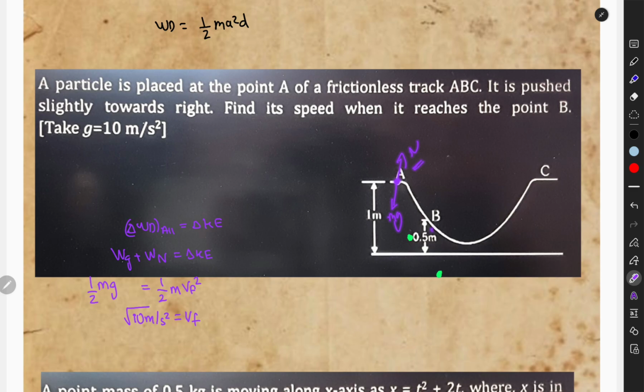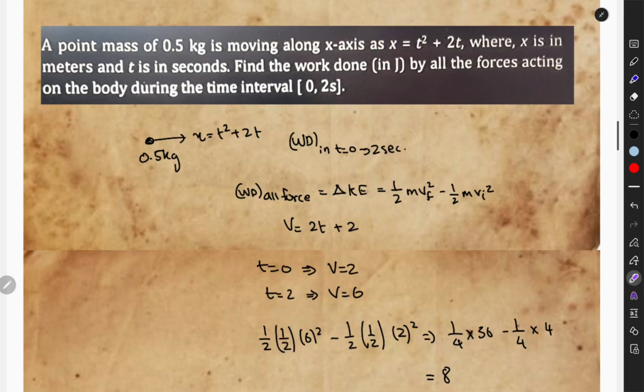When you take the gravitational force, the vertical displacement should be taken. In this case it's going to be 0.5 meter. So put 0.5, which is 1 by 2 mg, and the work done by the normal will be equal to 0. Initial kinetic energy is also 0, so this equals 1 by 2 m vf square. So you can find the final velocity.